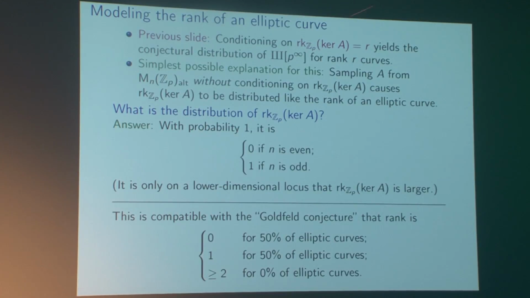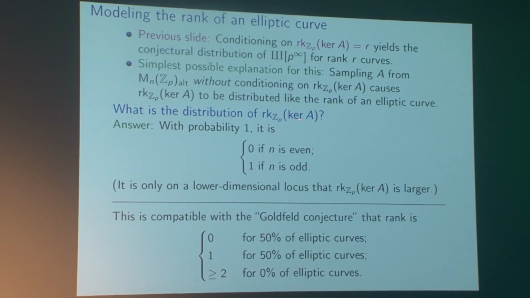Well, maybe if you don't condition on this, and you just choose A at random and look at what possible ranks of kernels come out, maybe that should be the distribution for the actual rank of elliptic curves. So that would be the simplest explanation for why this is giving you the distribution for rank R curves. So if you accept that, what does that tell you about ranks of elliptic curves? It tells you something, but maybe not enough, maybe not what you'd like to know.